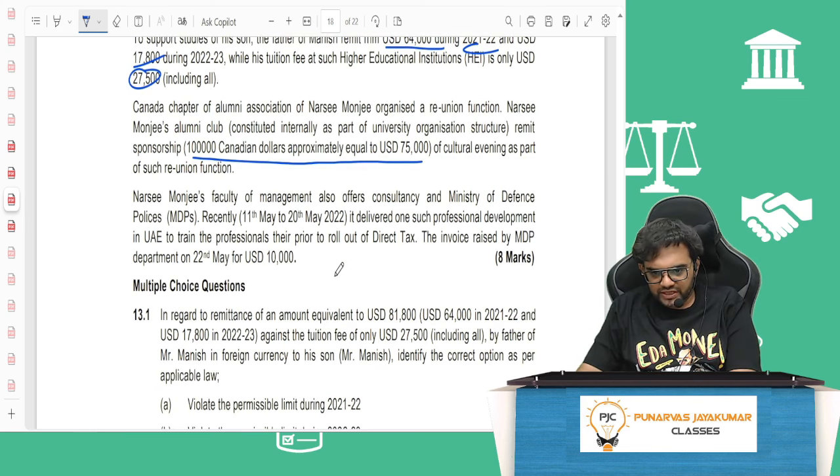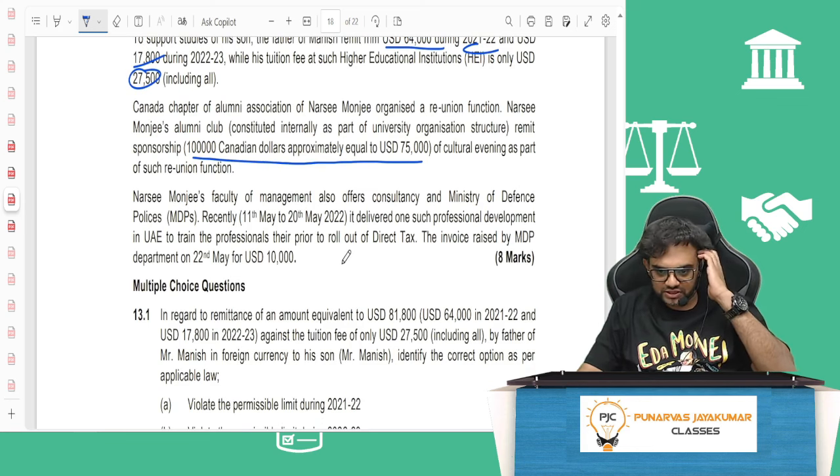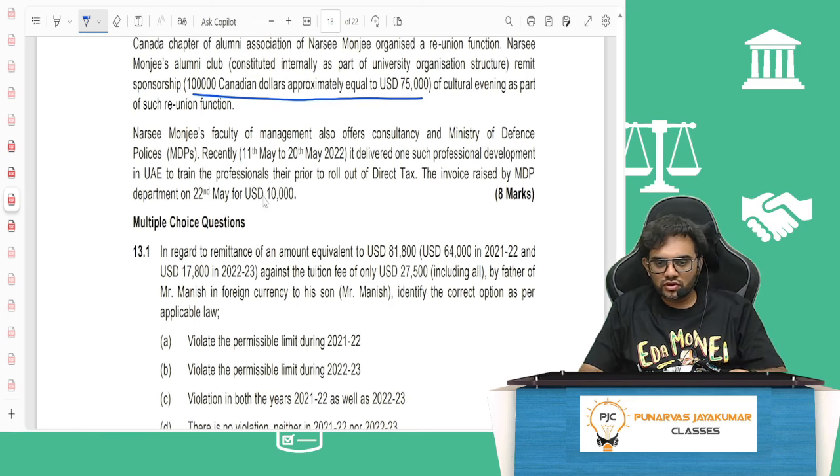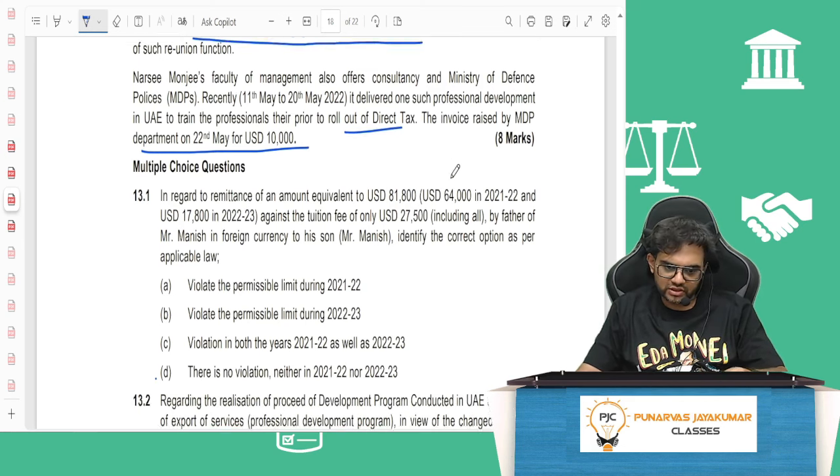Narsimanji Faculty of Management also offers consultancy to the Ministry of Defense on policies. Recently, on 11th May, it delivered one such professional development in UAE prior to the rollout of direct tax. The invoice raised was USD $10,000. Very simple.